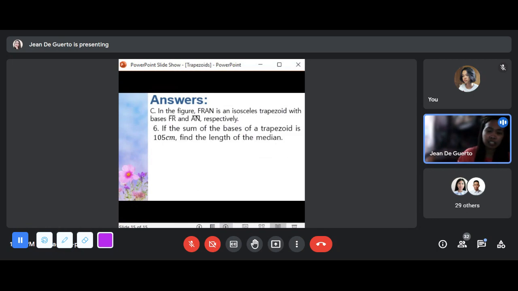Okay, number 6. If the sum of the bases of a trapezoid is 105 centimeters, find the length of the median. So, given na yung sum ng bases, you are just asked to give the length of the median. What will be the length of the median?